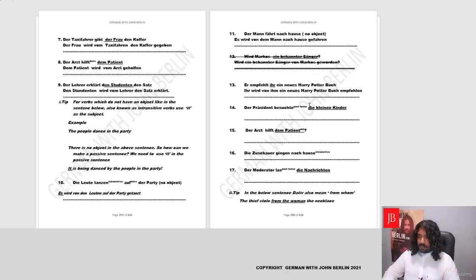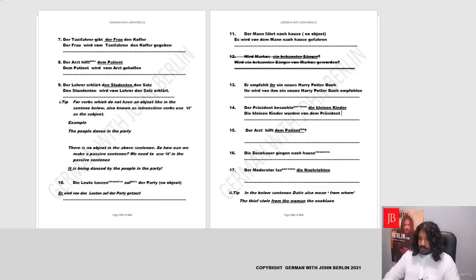Okay, der Präsident besuchte die kleinen Kinder. So basically the kleinen Kinder are the object. We'll turn them into the subject. We'll begin with the kleinen Kinder. We'll make the helping verb in the past tense. If you look closely, besuchte. So you'll not write werden, you'll write wurden. Ich wurde, du wurdest, er, sie, es wurde, wir wurden, ihr wurdet, sie wurden. So the kleinen Kinder qualify under sie, third person plural. So we say the kleinen Kinder wurden von dem Präsident. Very good.